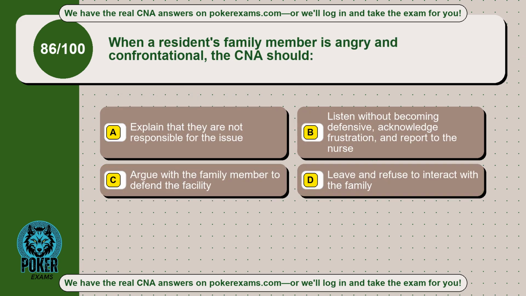Question 86. When a resident's family member is angry and confrontational, the CNA should: Option A, explain that they are not responsible for the issue. Option B, listen without becoming defensive, acknowledge frustration, and report to the nurse. Option C, argue with the family member to defend the facility. Option D, leave and refuse to interact with the family.